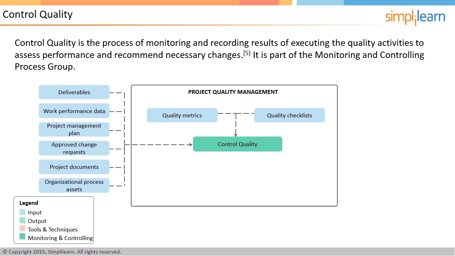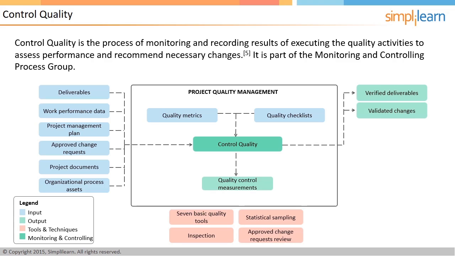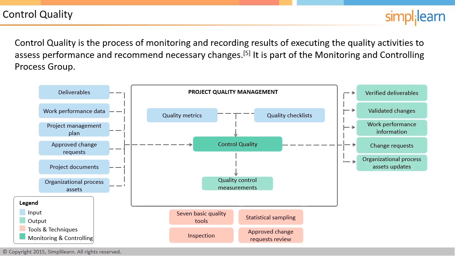There are 7 popular tools and techniques used in doing the quality control activities. They are collectively known as 7 basic tools of quality. Other relevant tools are statistical sampling, inspection or testing, and review of the approved changes. Quality control activities result in quality control measurements, the verified deliverables, validated changes, information about the work being performed, recommended changes, and updates to the organizational process assets, project management plan, and other project documents. In the next screen, let us look into a business scenario to understand this concept better.